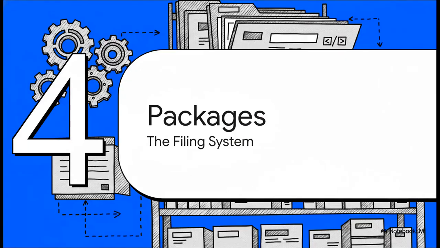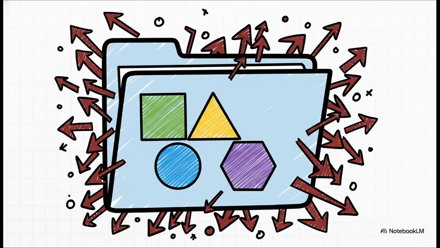All right, Section 4, Packages, the filing system. We're shifting gears now away from structural components to pure organization. If components are the engine parts, packages are the neatly labeled filing cabinets in the design office. A package is a general-purpose grouping mechanism used to define a semantic boundary in your model. You can think of them strictly as design-time folders used to group related UML elements.